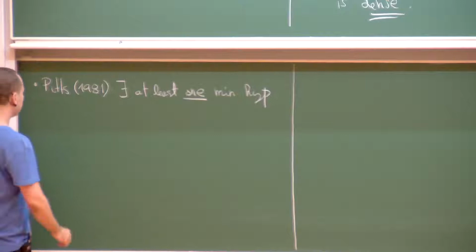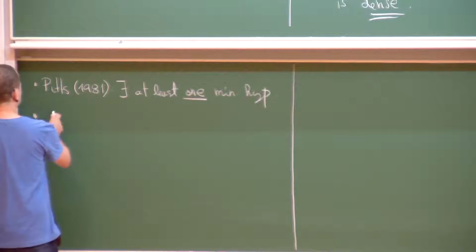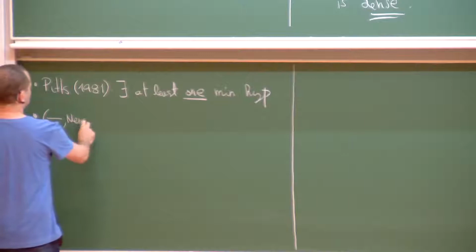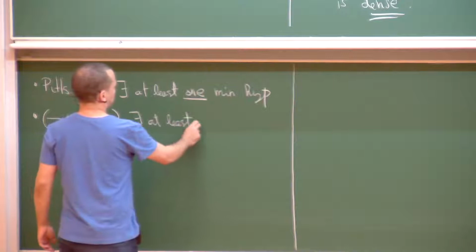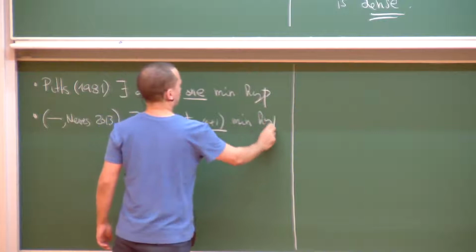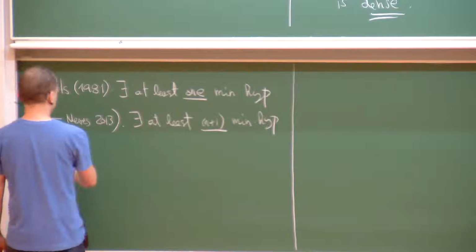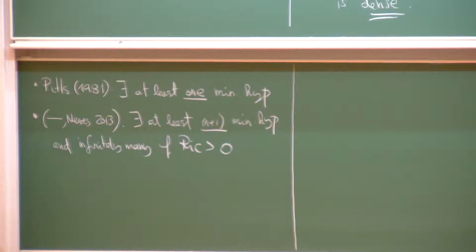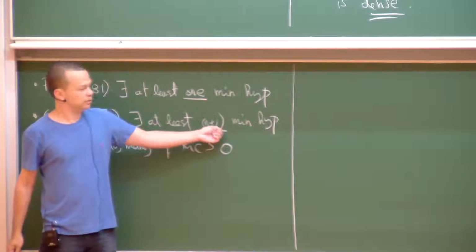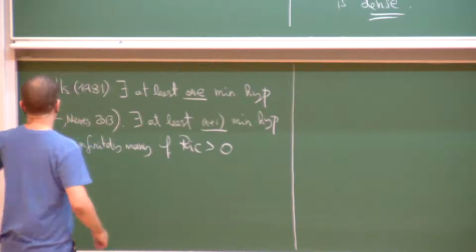And a few years ago, jointly with Neves, we proved that, this was posted in 2013, we improved this number here to n+1. So there are at least n+1 minimal hypersurfaces. And in the case of Ricci curvature positive, we actually can construct infinitely many. So for general metrics, n+1 is still the best result. Conjecturally, there should be infinitely many. So this was more or less the history.